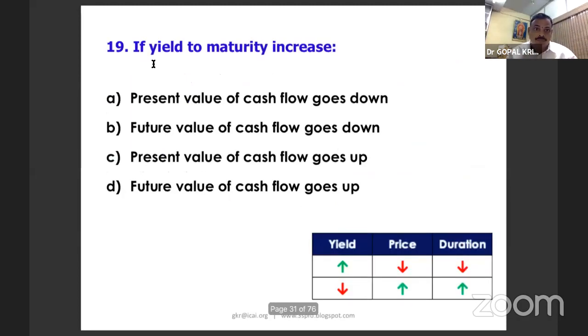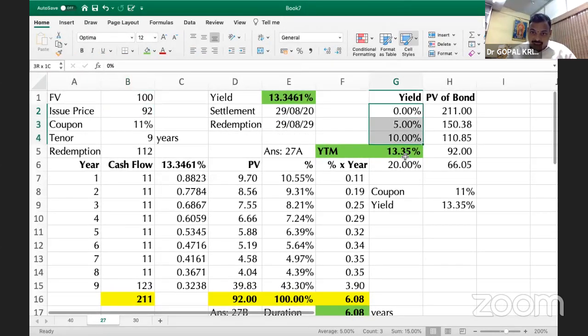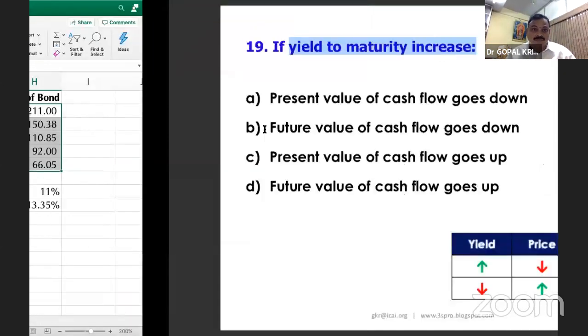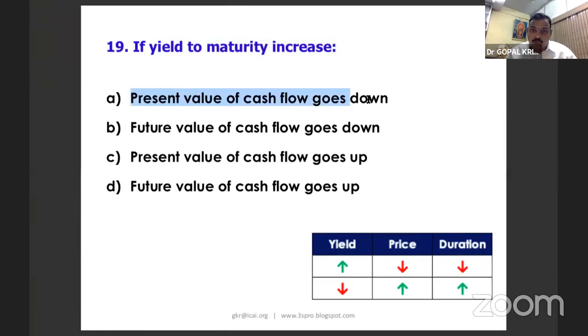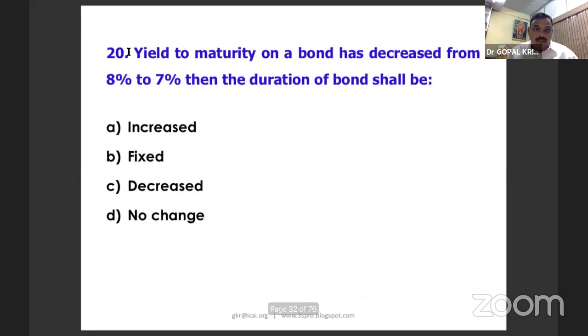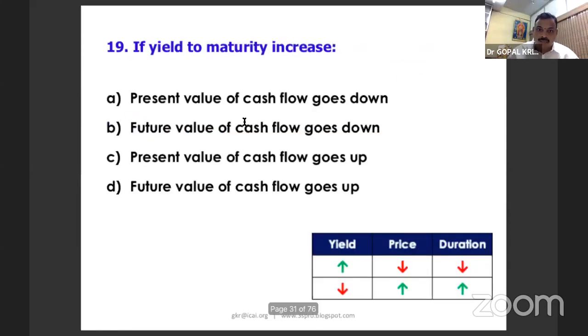Now, if YTM increases, please look here. If yield increases, price will decrease, so the present value of cash flow goes down. So that is 19A. Then, if yield decreases from 8 to 7, return is reduced. If return is reduced, the payback period will go up and duration will go up. So duration increases. That is 20A. If yield decreases, duration will increase.